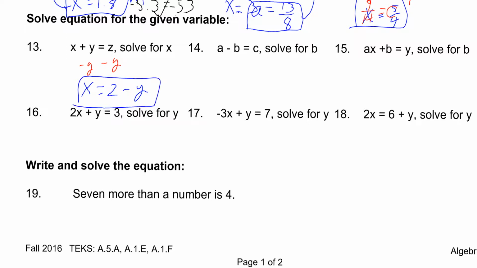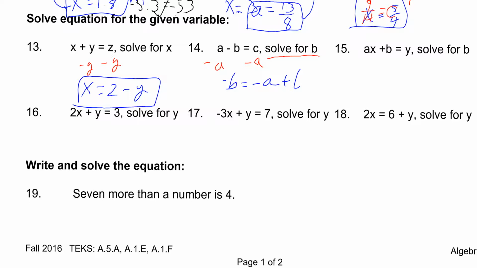Alright? This one says to solve for b. Alright? So, let's see. We're going to have to subtract a from both sides on this. And that's going to leave us with negative b equals negative a plus c. Now, just as a heads up, we're left with a negative b equaling negative a plus c.